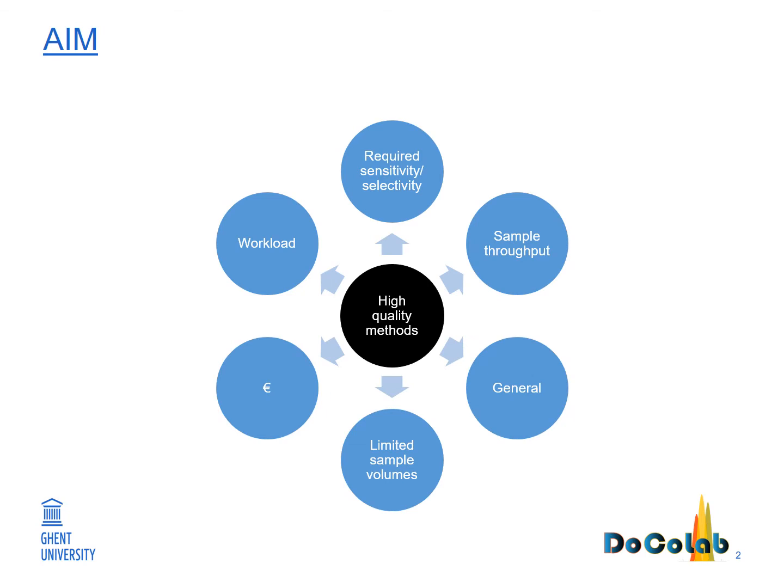Methods of high quality are essential in doping control analysis. One of the key parameters is the required sensitivity and selectivity. The methods have to allow high sample throughput, and they have to be as general as possible to detect as many substances as possible in limited sample volumes. They also have to be cost efficient with a minimum of workload.